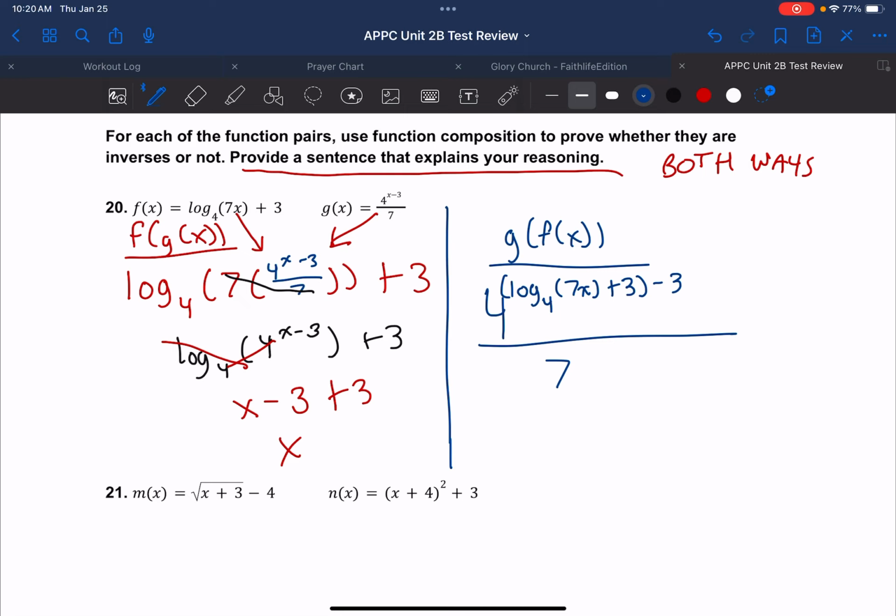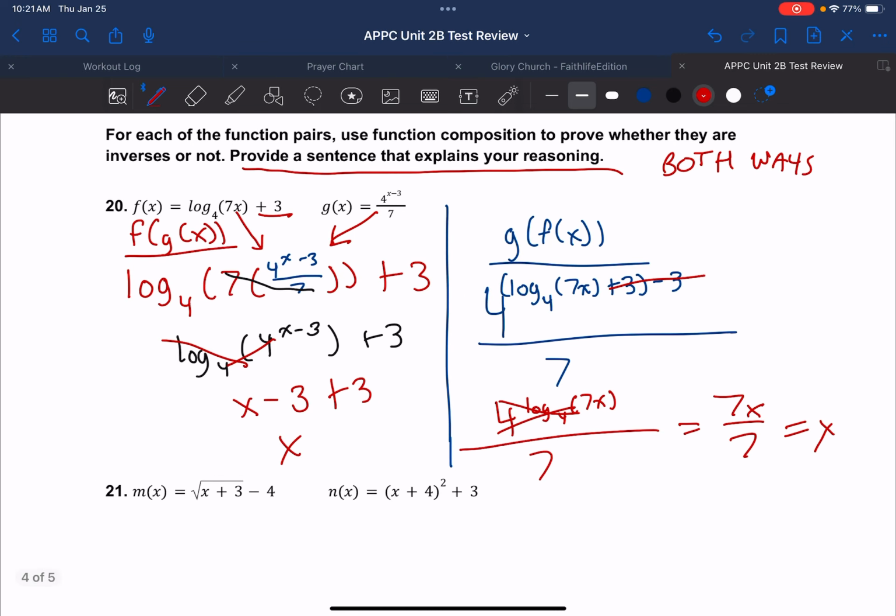Okay. Now, one thing I see here is before I do anything, this plus 3 is not attached to the log itself. It's not part of the argument, so I can go ahead and cancel out these. So I'm left with 4 to the log 4 of 7x over 7. Base 4 and log base 4 cancel out, and I'm left with 7x over 7 equals x. Okay, so it yields x both ways.